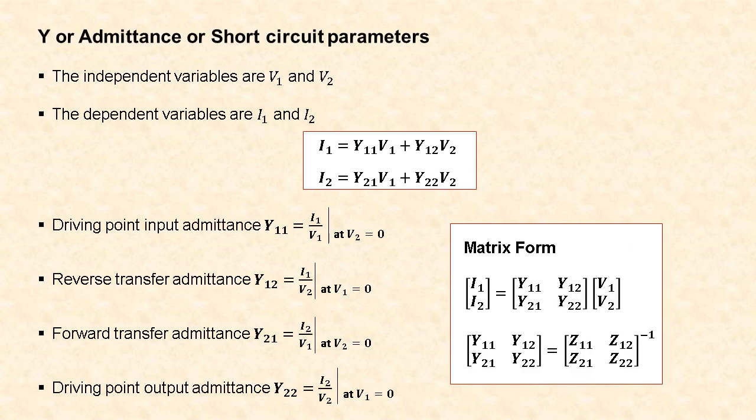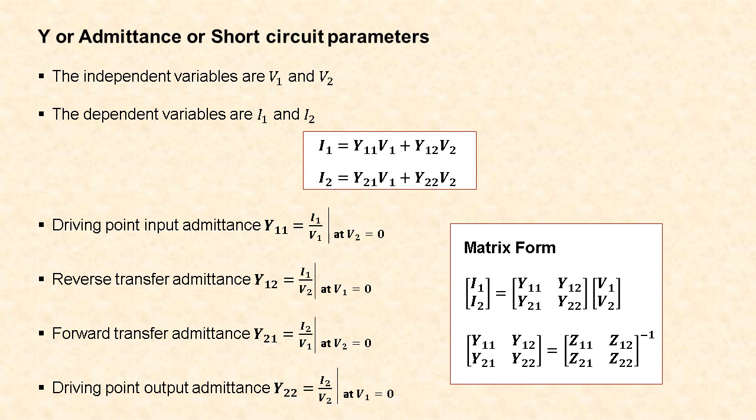Next, if you see the Y parameters, the independent variables are V1 and V2 and the dependent variables are I1 and I2. And the network equations in terms of Y parameters are given as I1 is equal to Y11 into V1 plus Y12 into V2, and I2 is equal to Y21 into V1 plus Y22 into V2. Here, Y11 is called the short circuited driving point input admittance and it is given by I1 by V1 at V2 equal to 0.